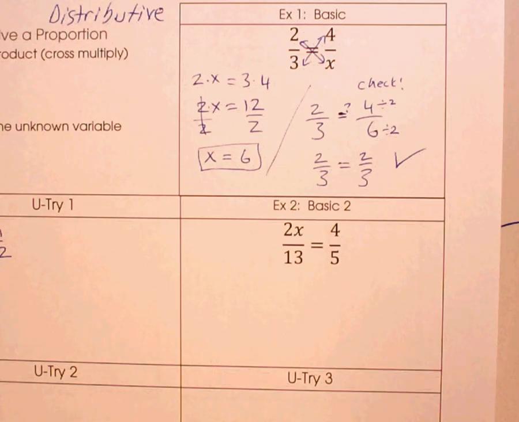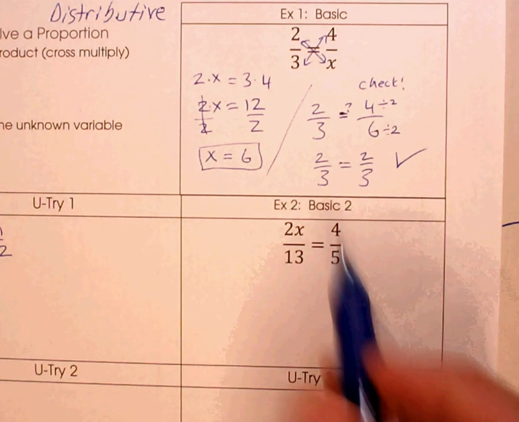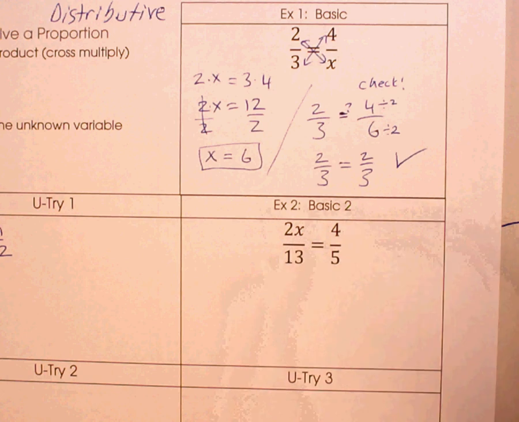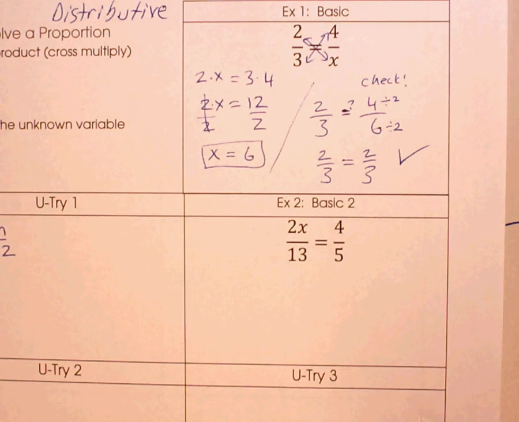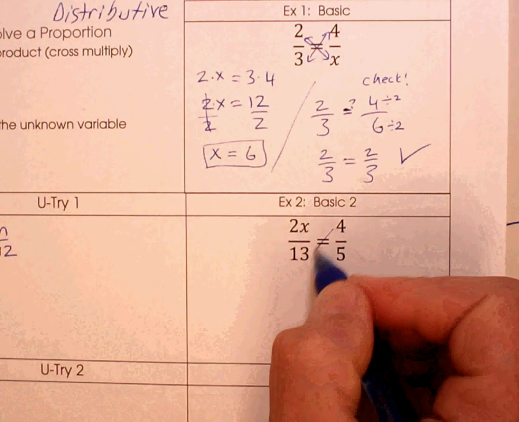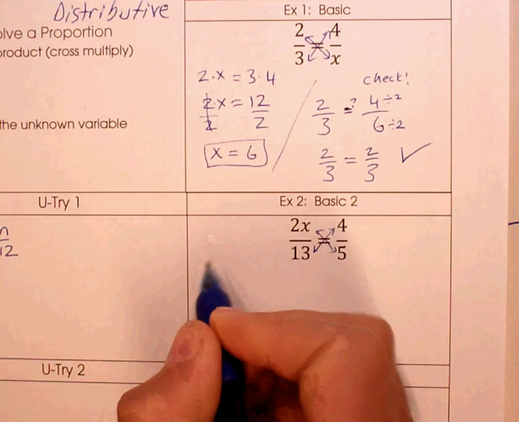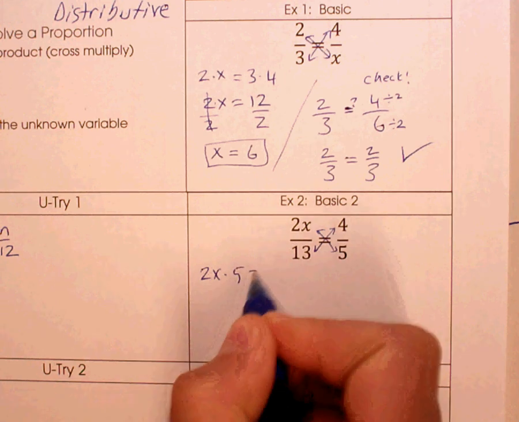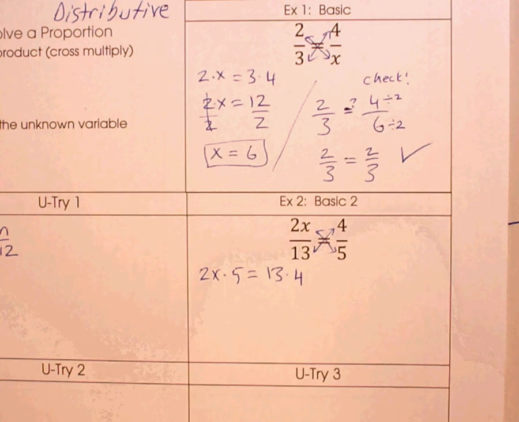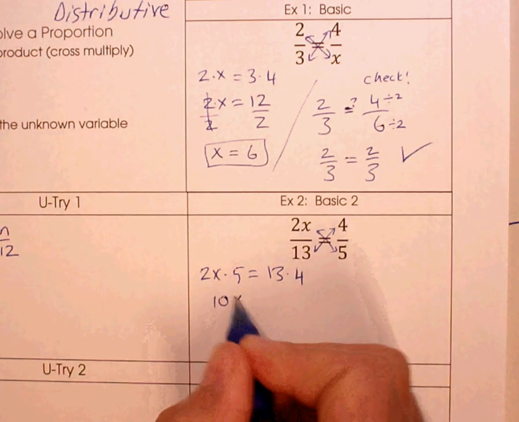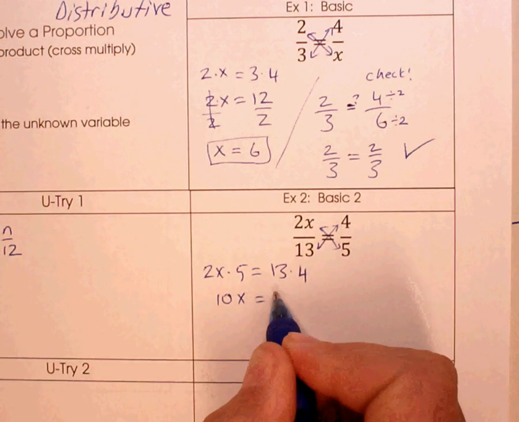Let's look at our next example. Sometimes x's and variables are not alone. They could be multiplied with another number or variable. We're going to continue our process the same way. We will do a cross multiplication. 2x times 5 is equal to 13 times 4. This is going to be 10x is equal to 52.